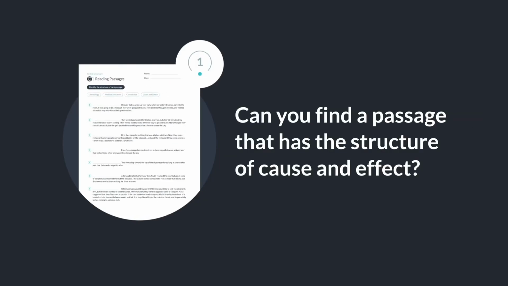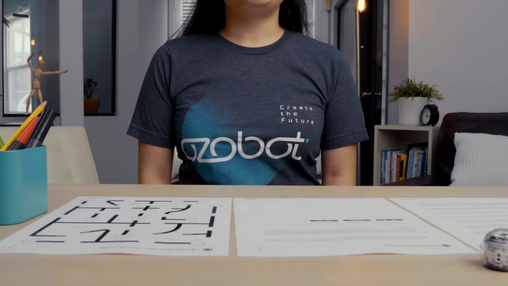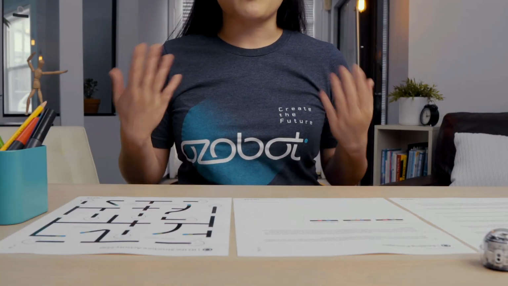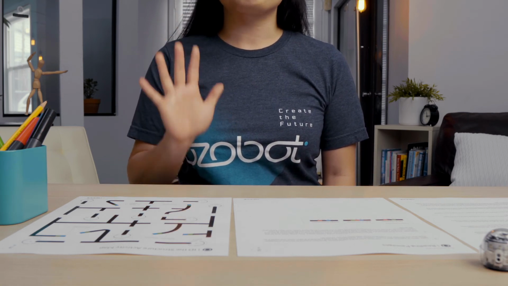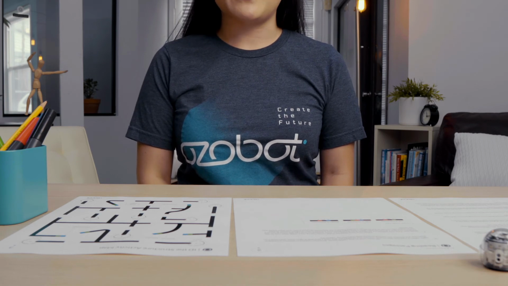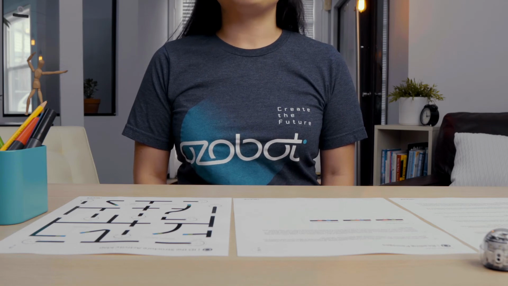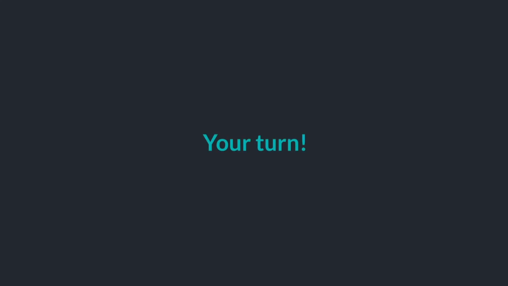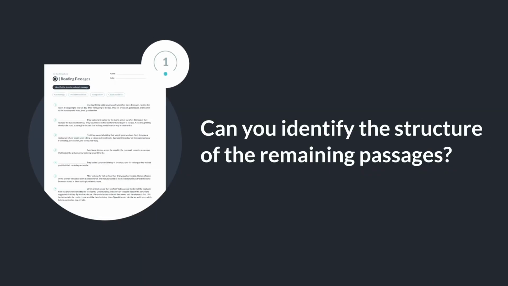Can you find a passage that has the structure of cause and effect? Did you identify passage 5 as cause and effect? Excellent job. There are 5 more passages that need to be identified. Take a couple of minutes to read them through and identify their structures. Can you identify the structure of the remaining passages?